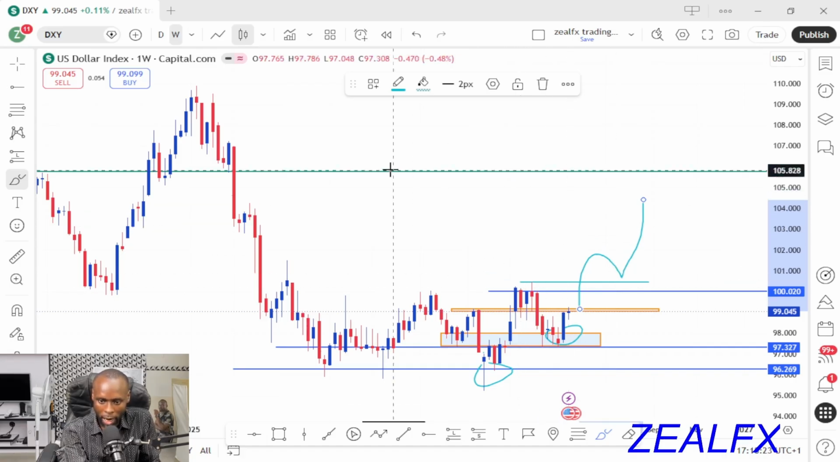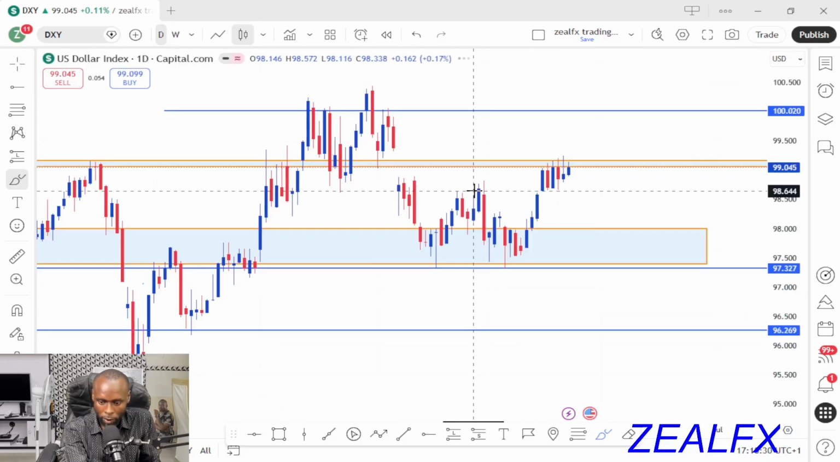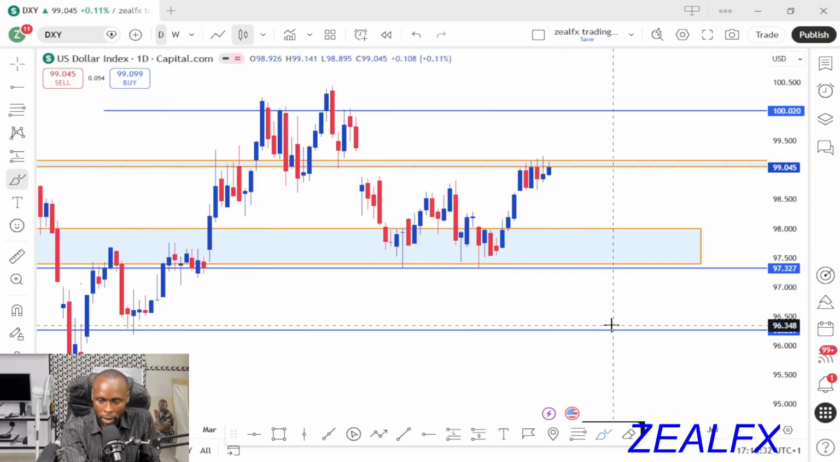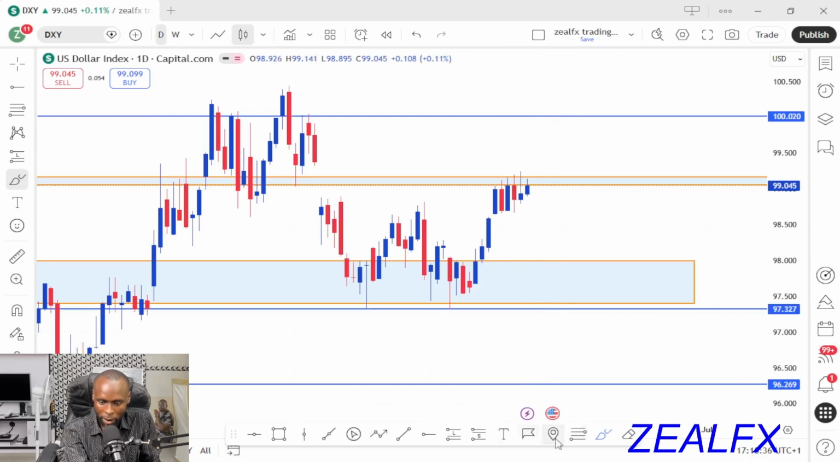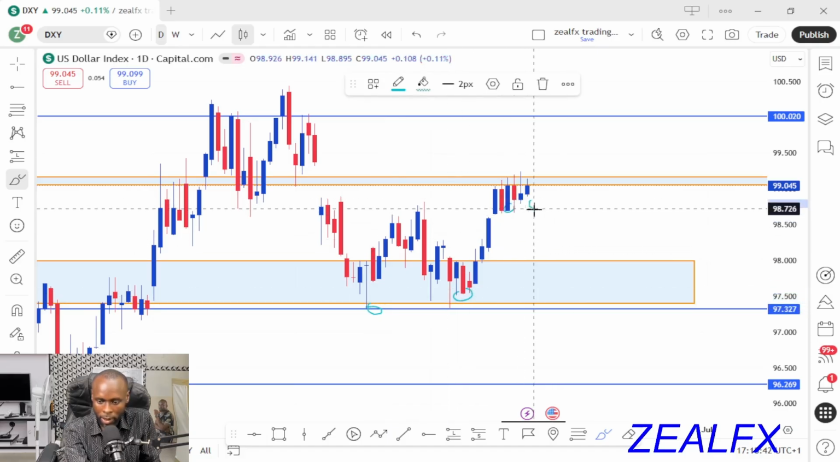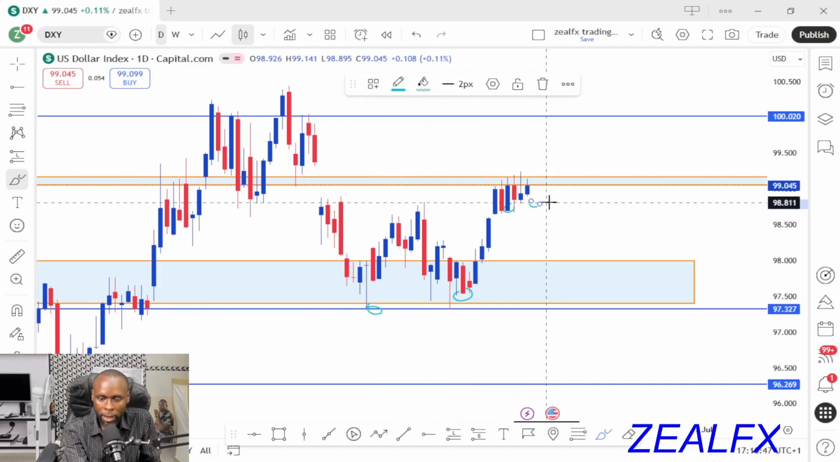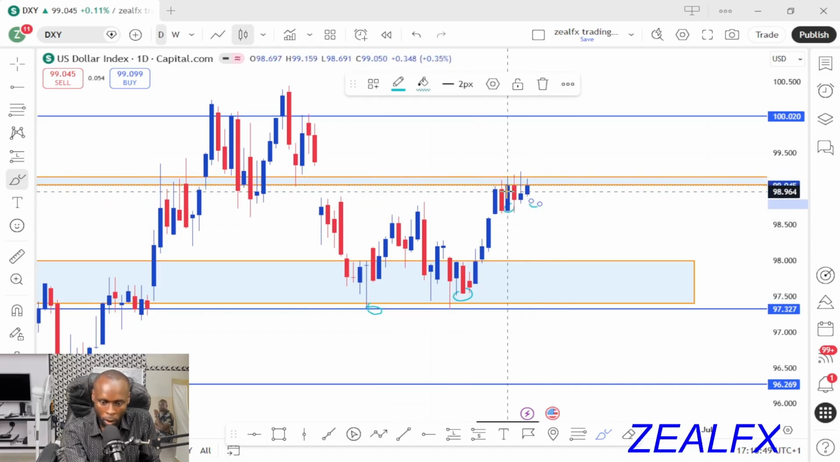So let's look at the daily chart of the dollar index. On the daily chart of the dollar index, a new trend has already started. You can see we have a lower low and a series of higher lows, which is we have this lower low and its higher low and higher low and higher low. So this is a series of higher lows, which indicates a new wave of buying opportunity for the dollar index.